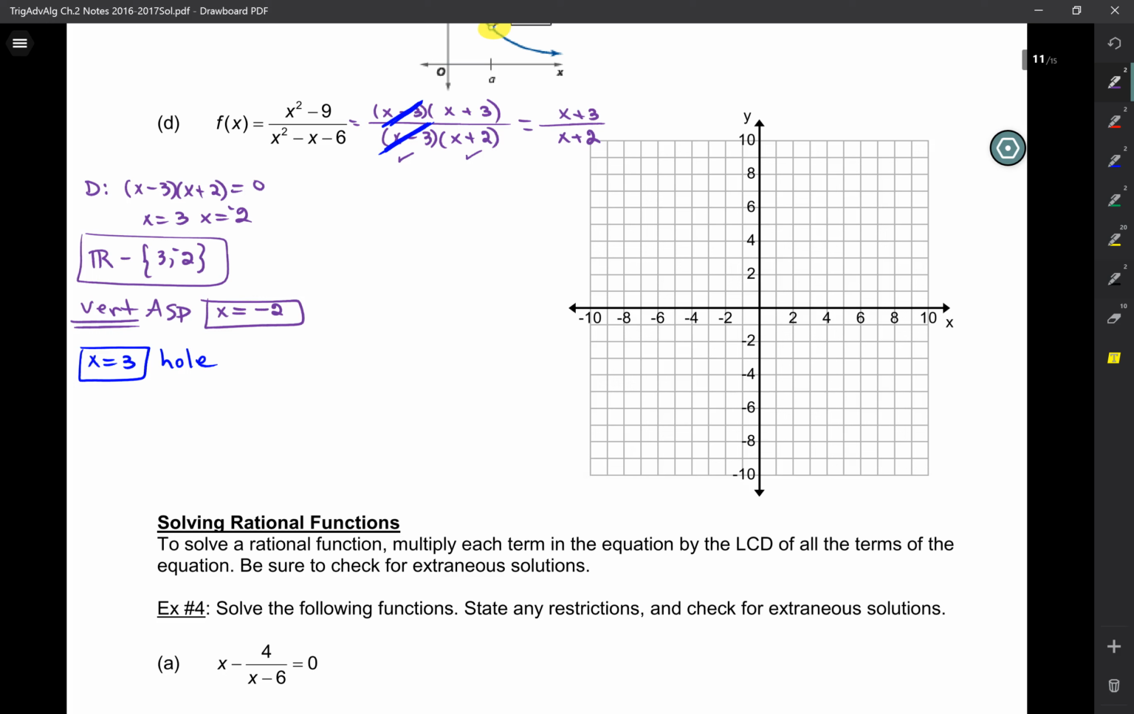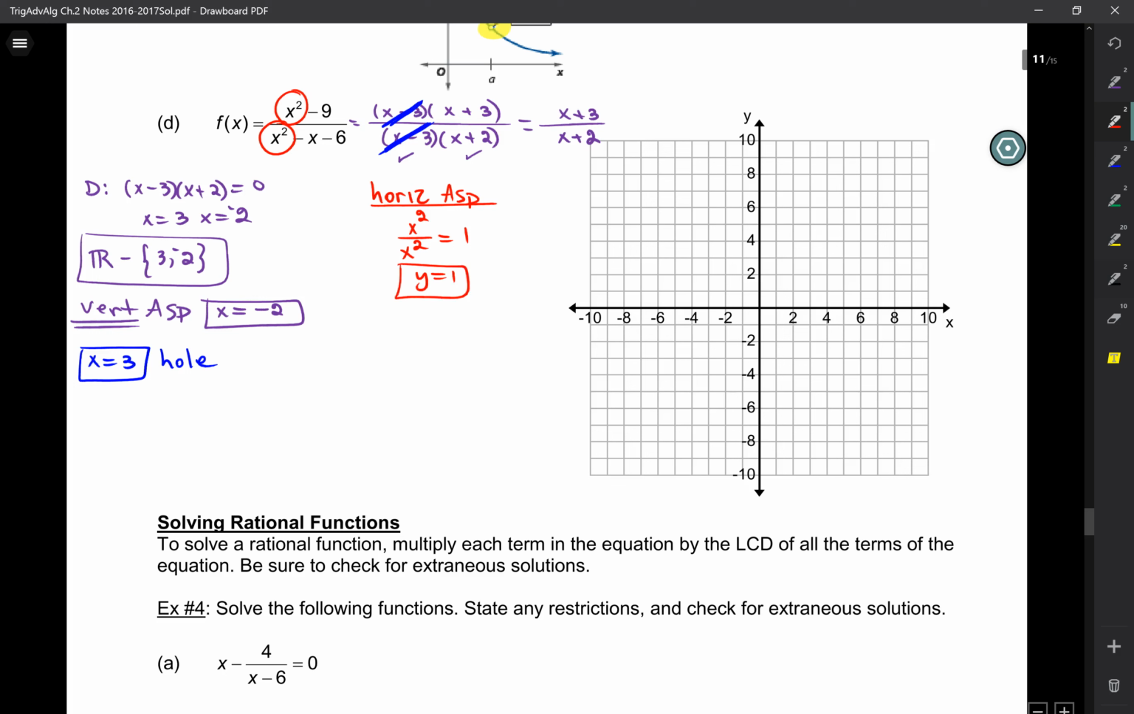Okay, let's see how this plays out in the game. Are there any horizontal asymptotes? So we go to the original equation. x squared over x squared is 1. So at y equals 1, there is a horizontal asymptote. So I go back to the original, and for horizontal, I have to do the top over the bottom.